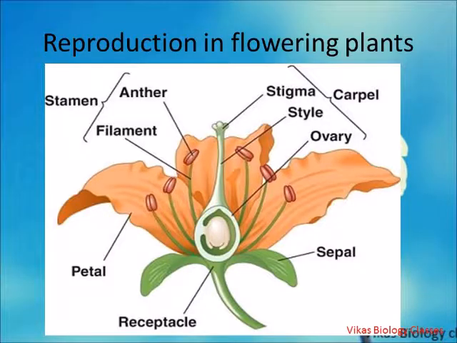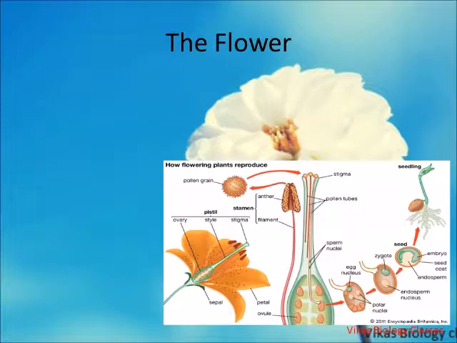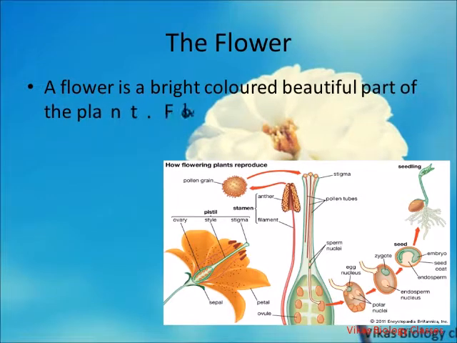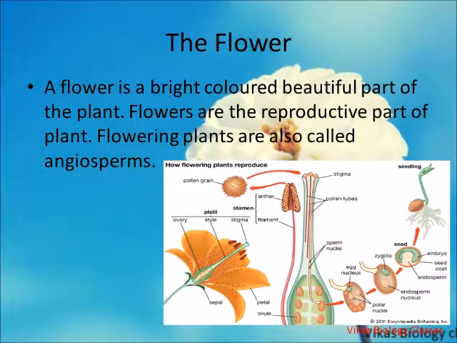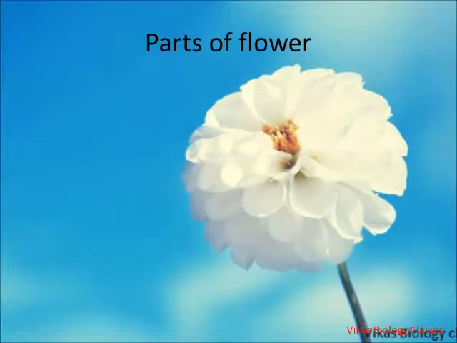Reproduction in flowering plants. The flower. A flower is a bright colored, beautiful part of the plant. Flowers are a reproductive part of the plant. Flowering plants are also called angiosperms.